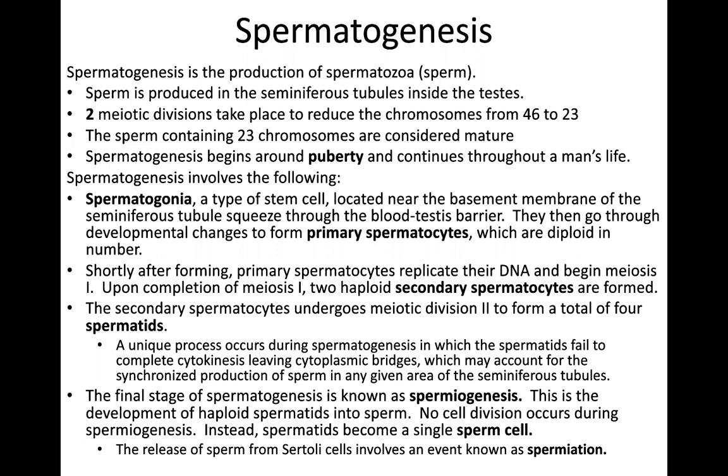Okay. This involves 2 rounds of meiosis, so 2 meiotic divisions, which takes place in order to reduce the chromosomes from 46 to 23, which we call the haploid number. And those sperm that would contain those 23 chromosomes would therefore be considered mature.